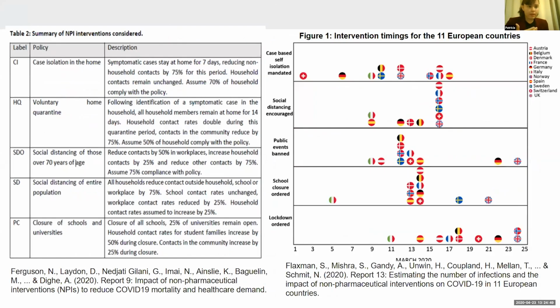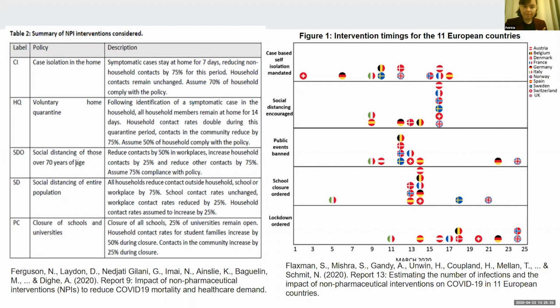So to continue forward, like I said, summarizing some of the non-pharmaceutical interventions, or NIPs, include case isolation at home, voluntary quarantine at home, which is different from case isolation in that the voluntary quarantine includes quarantining people who have other people who have the virus at home, not just quarantining yourself if you experience symptoms. And then social distancing for the elderly, or general social distancing for the entire population, as well as closures of public places such as schools, universities, and then also things like museums and theaters and other public places.